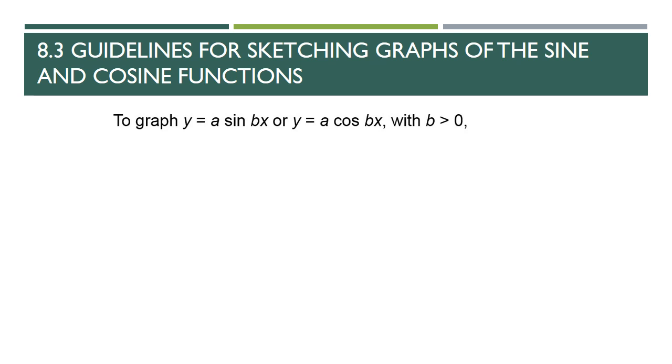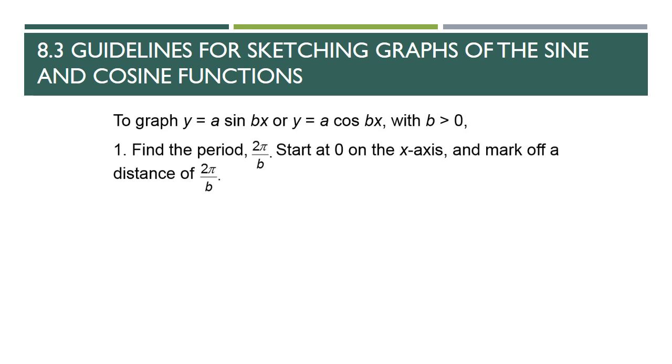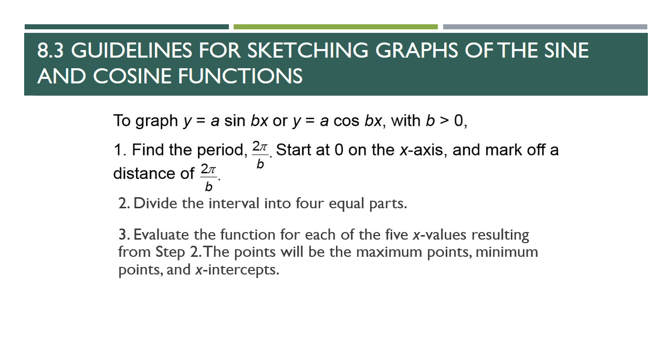Okay, so to graph y equals a sine bx or a cosine bx, first find the period. Do 2 pi over b, start at 0 on the x-axis and mark off a distance of 2 pi over b, and divide that into 4 equal parts. Evaluate the function for the 5 x values resulting from step 2. In other words, put those x values, those 4 x values, or actually 5, into the equation and get your y value.